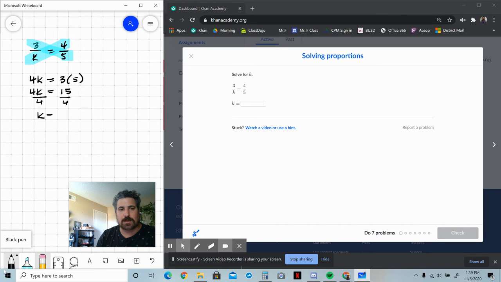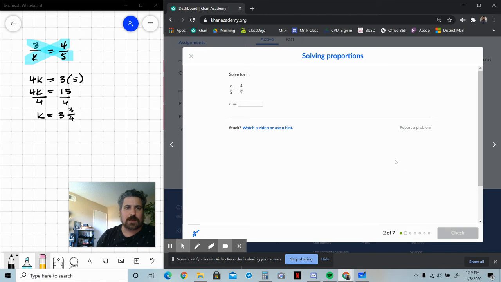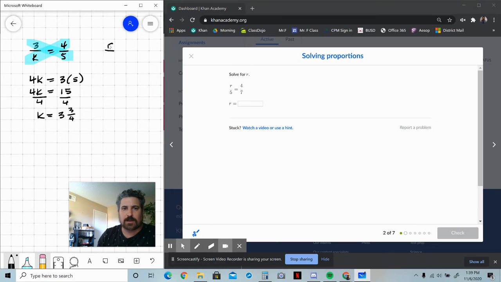So k is equal to 4 goes into 15 3 times, which is 12, with 3 left over. So 3 and 3/4 is your answer. Here you'd write 3 space 3/4, and that's how you do it. That's called the cross product. It's always going to work: bottom times the opposite top equals the top times the opposite bottom.